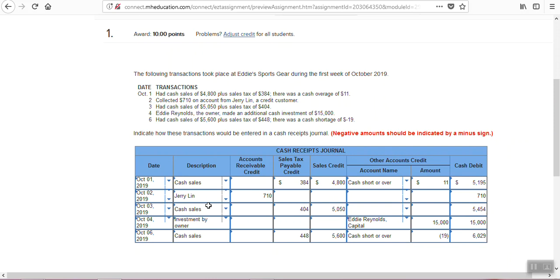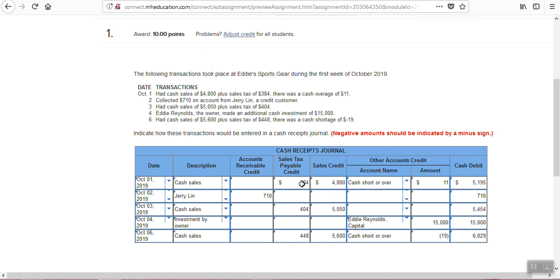The first one says, has cash sales of $4,800 plus sales tax of $384. There was a cash overage of $11. So here you got that information. We know that we had cash sales of $4,800. So if we sold stuff for $4,800, we're going to record that in a revenue account, which is our sales account, and it's going to be a credit.